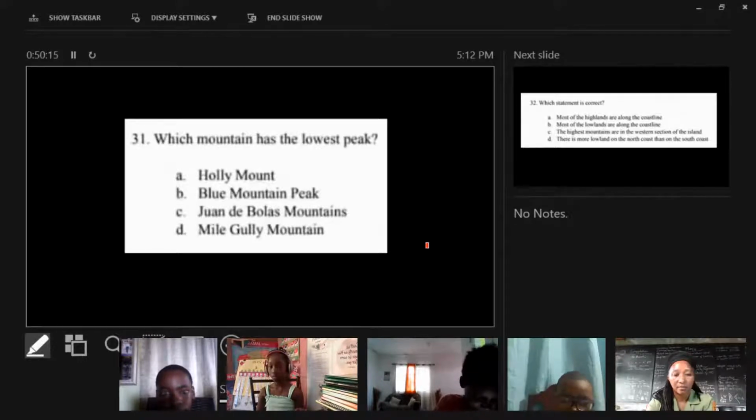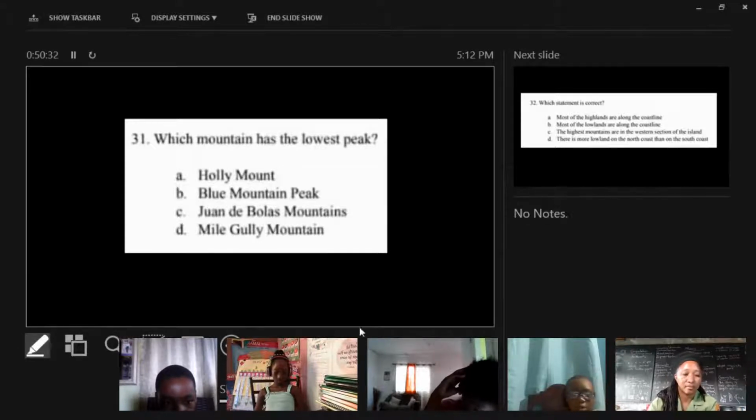Mile Gully Mountain. Question 31. Which mountain has the lowest peak? A. Hollow Mountain. B. Blue Mountain Peak. C. One de Bolas Mountains. And D. Mile Gully Mountain.